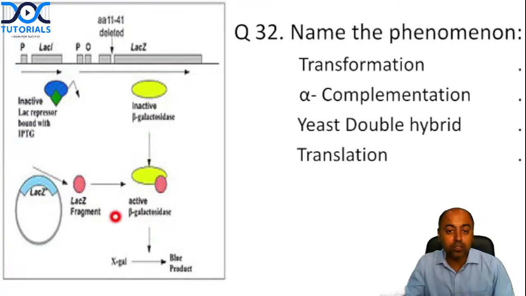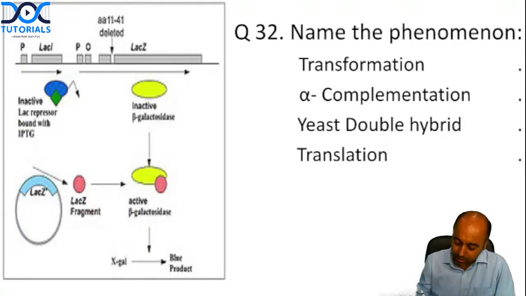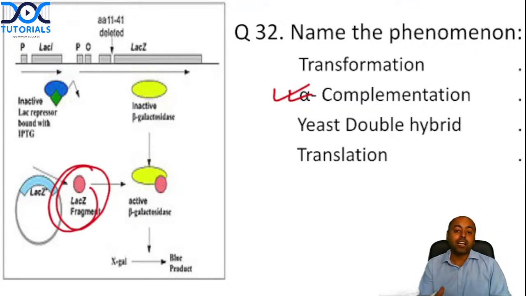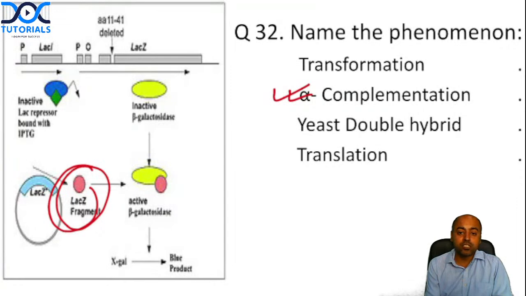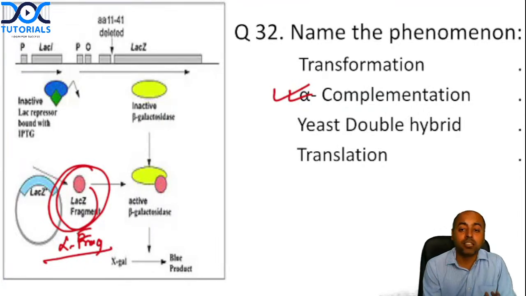Now in this particular diagram, what is being shown? This is a type of modified Lac operon model, and what we are seeing here is alpha complementation. The alpha fragment is complementing the activity of the beta galactosidase. So this is known as alpha complementation. The LacZ fragment is called the alpha fragment. It is causing the complementary action, and therefore this is alpha complementation.